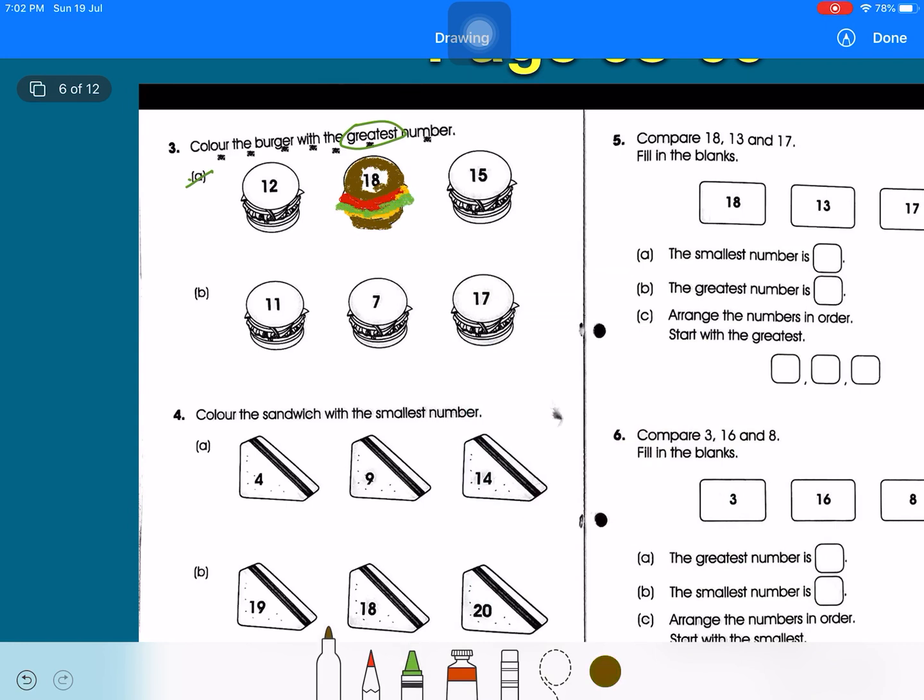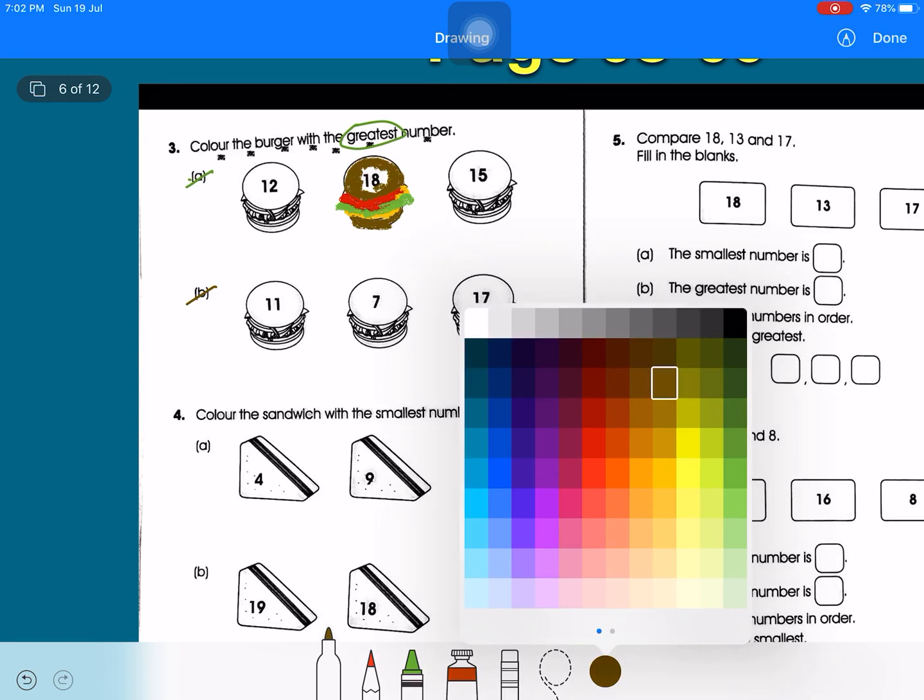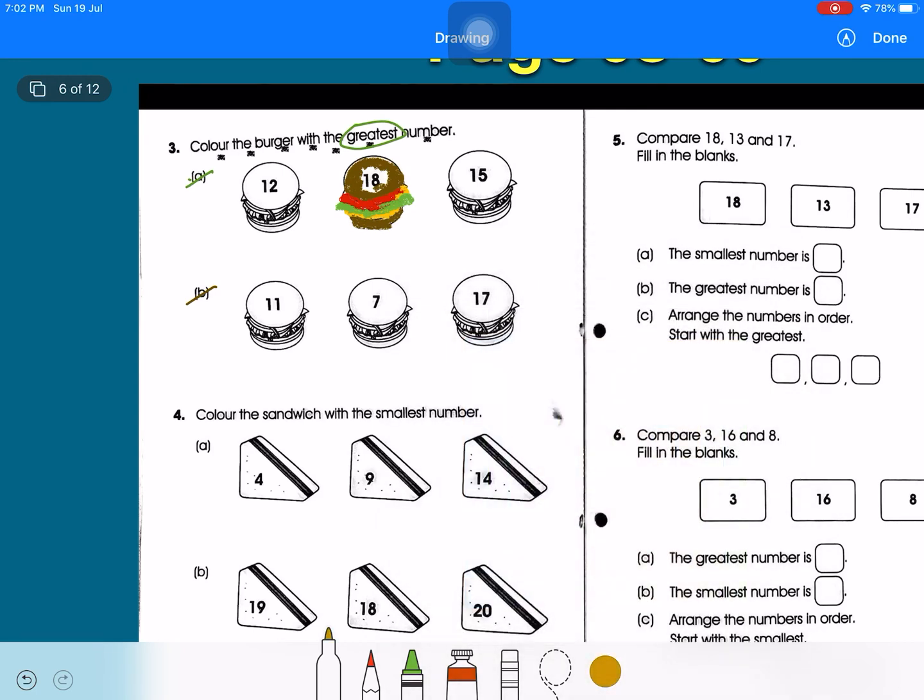Okay, and exercise number 3B, the same thing. We find the greatest number. We have number 11, 7, and 17. So which number is the greatest here? Yes, 17 is the greatest here.